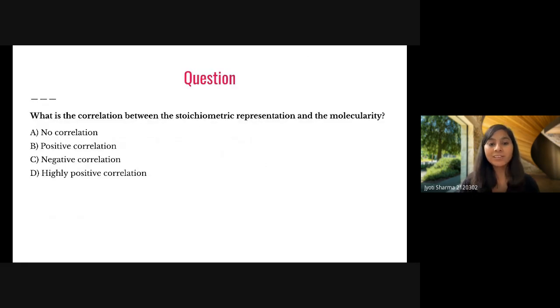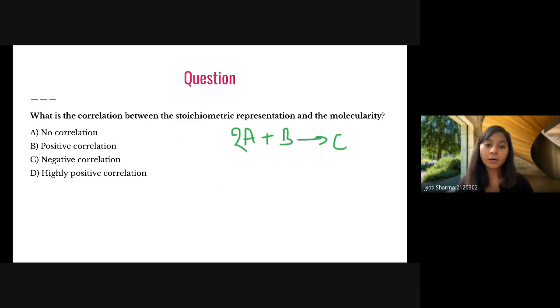Okay, another question: is there any correlation between the stoichiometry representation and molecularity? Let's say we have A plus B giving you C, and let's say 2A plus B is giving you C. Is there any correlation between stoichiometry representation and molecularity? Stoichiometry representation, we can easily calculate using the equation. In that equation we used 2 moles of A and 1 mole of B, so the stoichiometry representation is giving you 3.